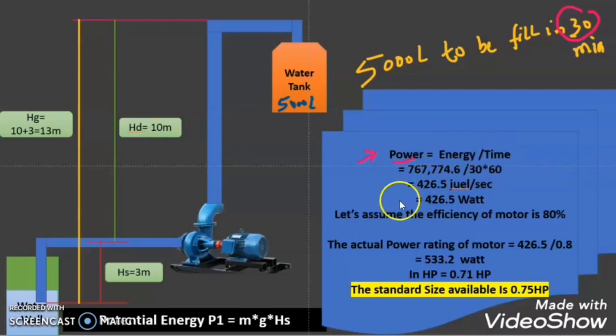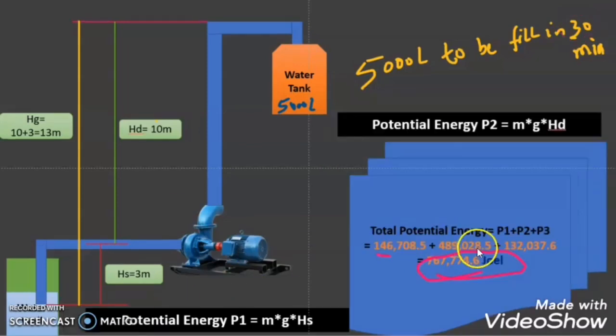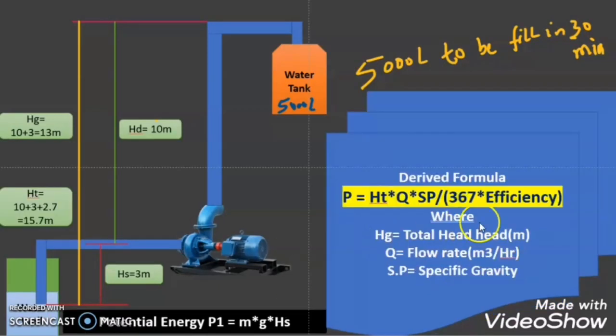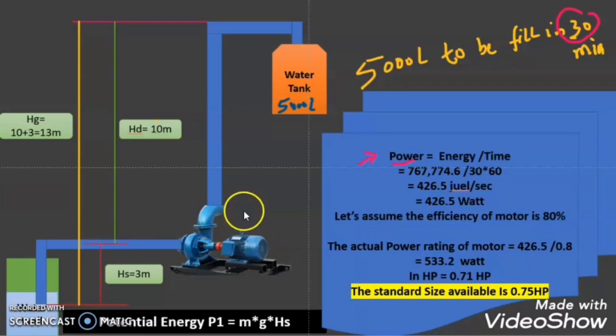So we will put the value of energy which we calculated in our previous step, that is 767,774.6 joule, which we mention here, 767,774.6 joule divided by time. Time here should be in seconds, right? But here it is mentioned in minutes. So I will multiply by 60 to change minutes into seconds. When we calculate it, we will get the value of power equal to 426.5 joule per second. This joule per second is nothing but watt.